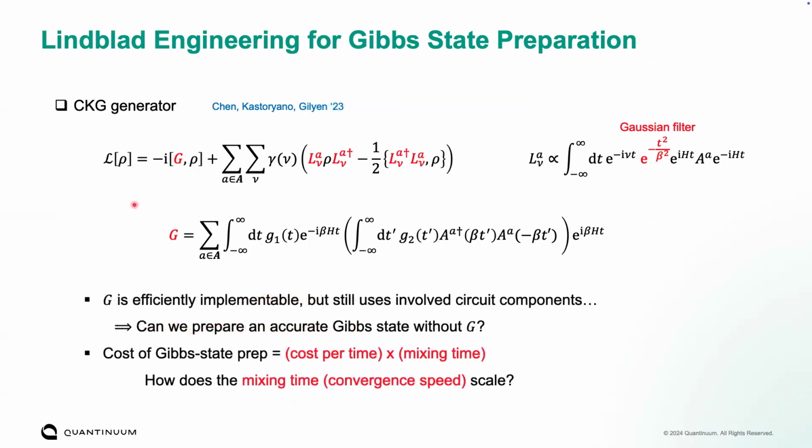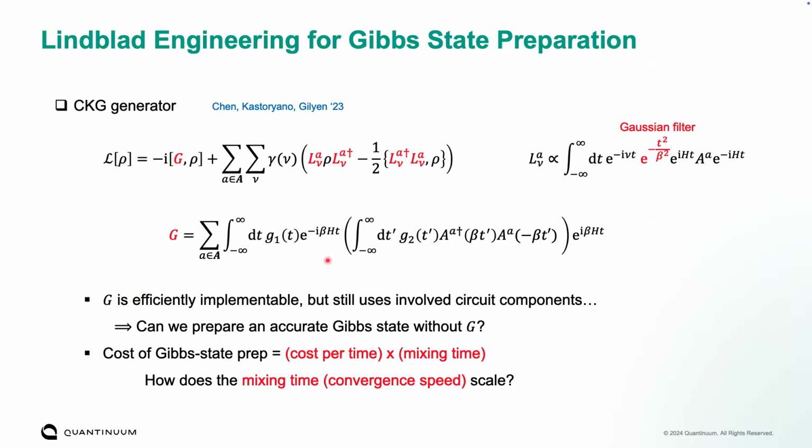But then, as I briefly mentioned, G still looks a bit intimidating. There's a double integral, and then you have to implement it somehow on a device. There's a way, but for instance, if you want to try to implement this on a noisy device, then the overhead cost is still prohibitive. So a natural question that you would ask is, can we still prepare an accurate Gibbs state even without this G? Can we somehow simplify this part?